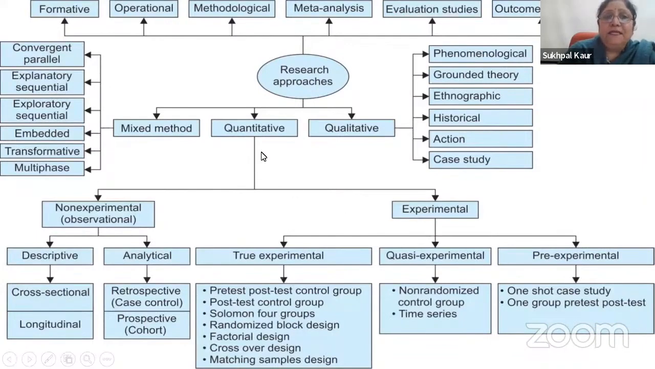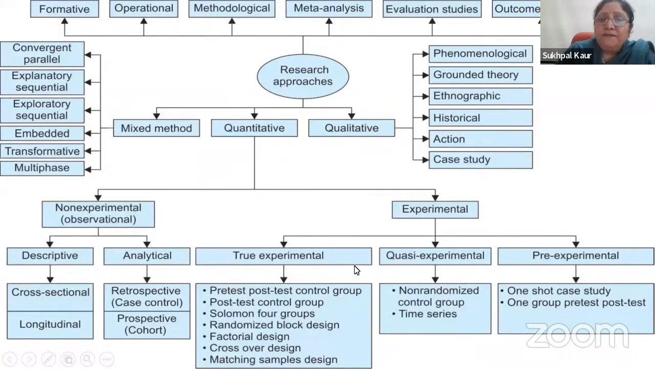This slide is basically giving you an overview of all the types of research designs. First, we see that the three types of research approaches are the quantitative, qualitative, and the mixed method research. In quantitative, primarily we have two types of research design. One is the non-experimental research design, and the second one is the experimental research design. In experimental research design, further categorization is under true experimental research design, quasi-experimental research design, and the pre-experimental research design.